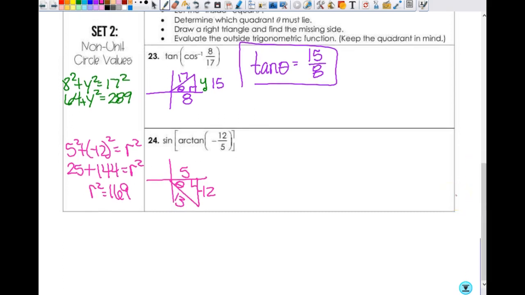So then I want to find the sine. So the sine of theta is equal to the opposite, which is negative 12, over the hypotenuse, which is 13. And you're done.